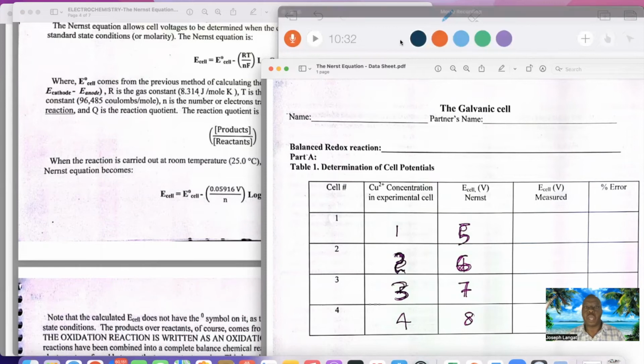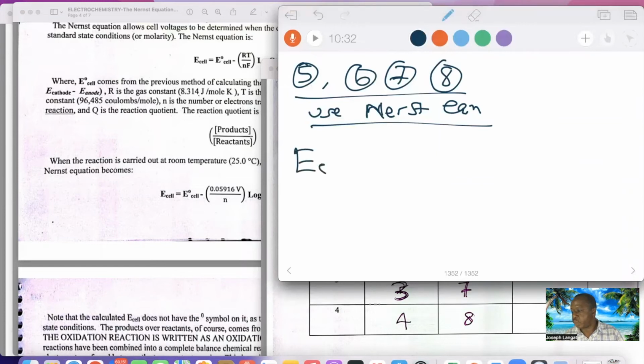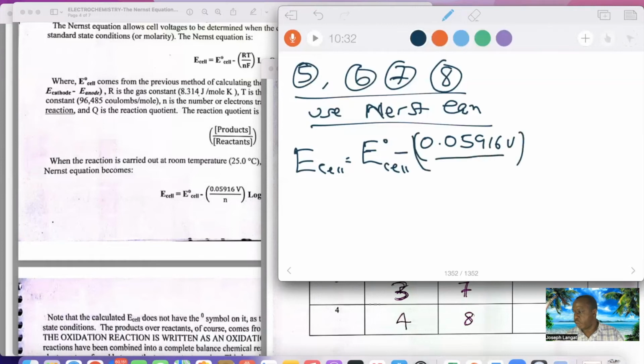This is what I'm writing. Use the Nernst equation, which is E cell equals E cell naught, the standard cell potential, minus 0.05916 V over 2, since 2 electrons will be transferred.